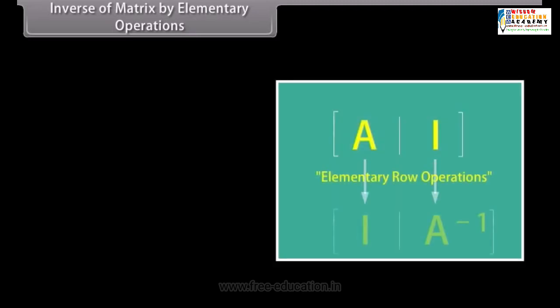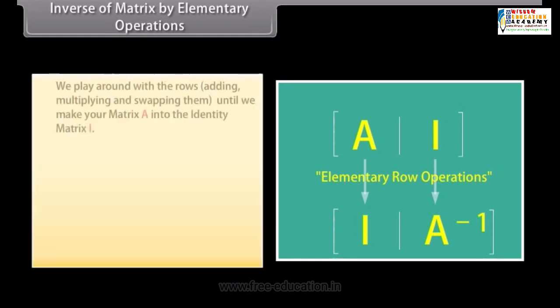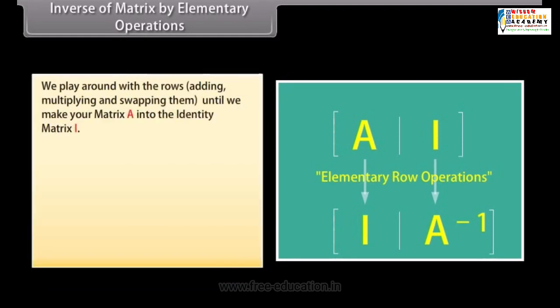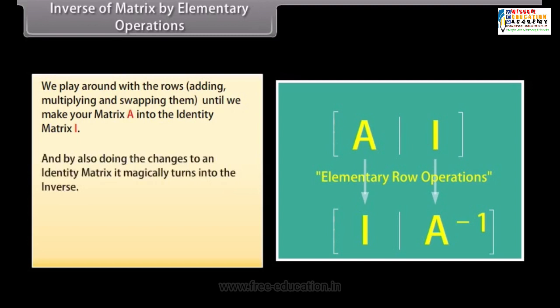Inverse of matrix by elementary operations. This is a fun way to find the inverse of a matrix. We play around with the rows, adding, multiplying, and swapping them until we make our matrix A into the identity matrix I. And by also doing the changes to an identity matrix, it magically turns into the inverse.